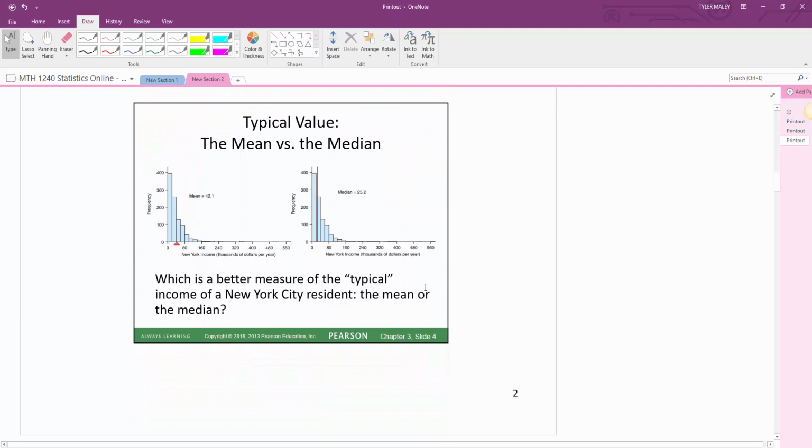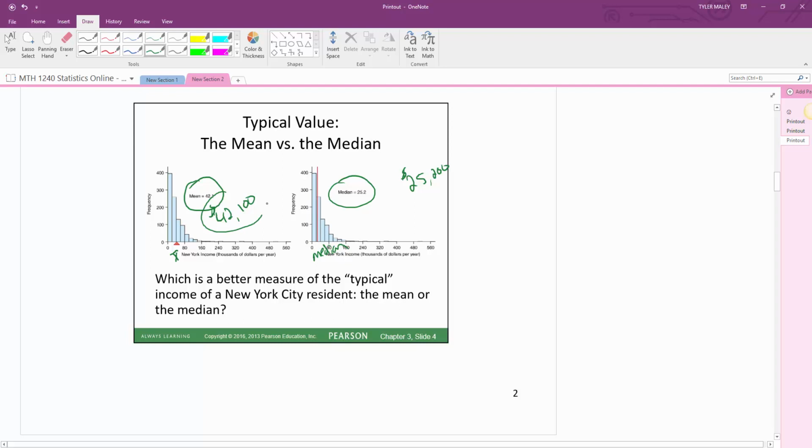Right. So this next slide, we're using the same data. We have the same histograms on the left and right. But on the left one, this red triangle is identifying the mean, x bar, and this is identifying the median, and these are listed here. So you can see a mean of $42,100 compared to $25,200.